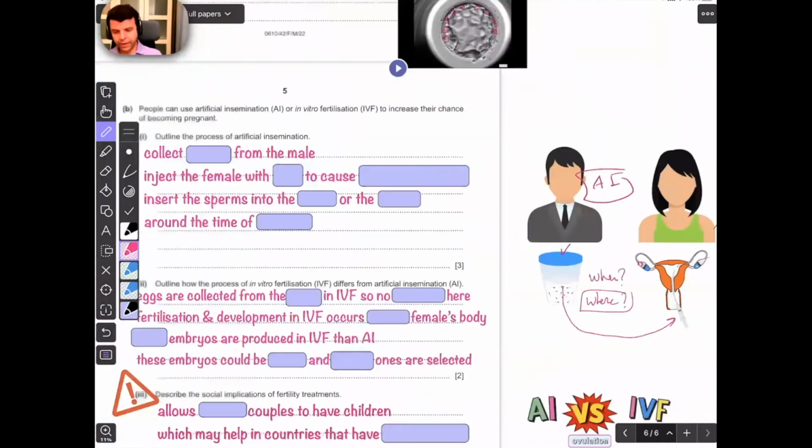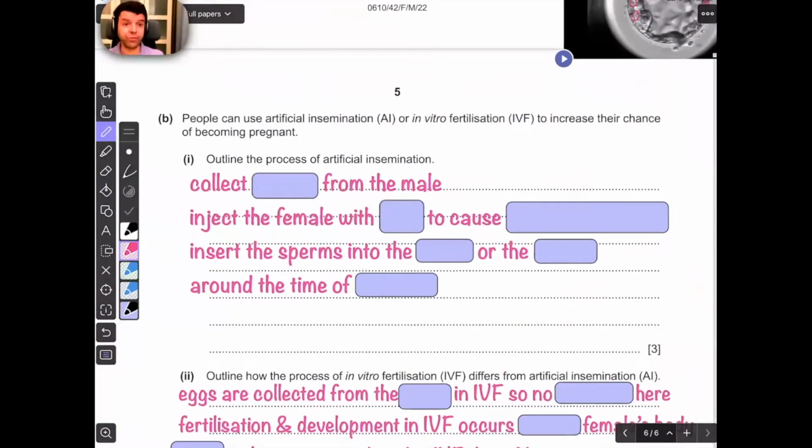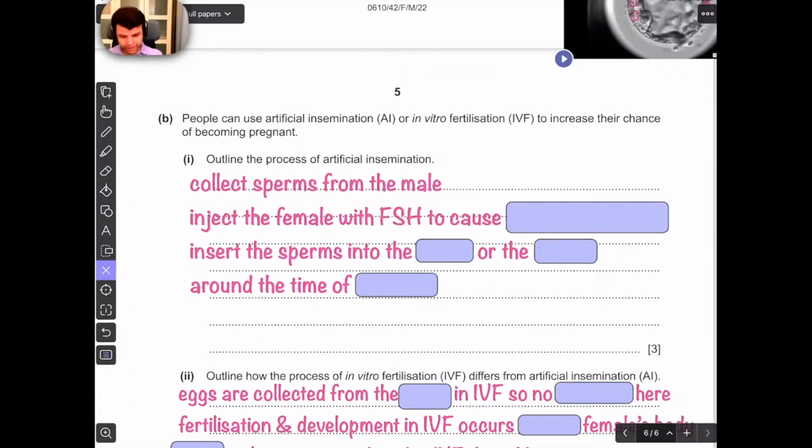Okay? So what am I supposed to say first here? Yes, please. Sperm from the male. And then inject the female with FSH, to cause ovulation. Right? What kind of ovulation if she's producing many eggs at the same time? We say multiple ovulation. Then insert the sperm into the uterus.